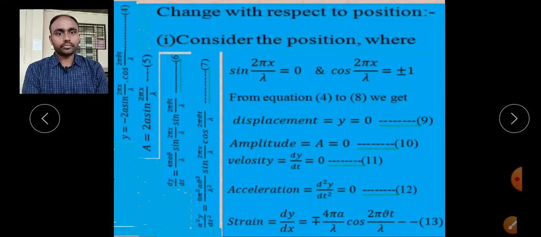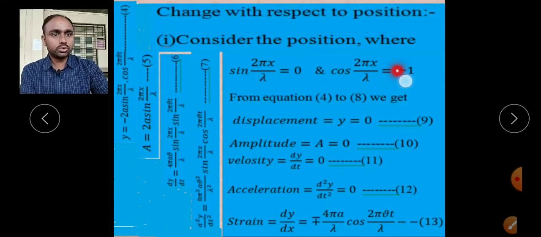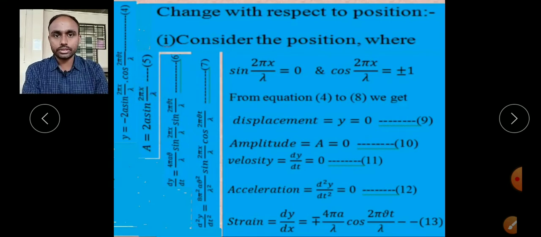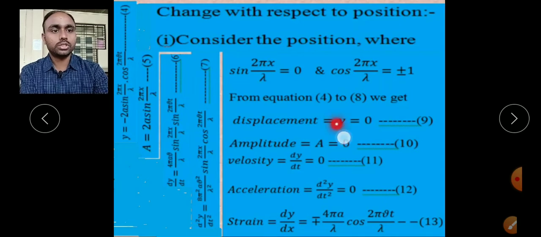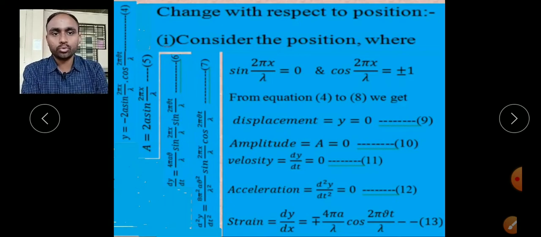Okay. Now, we have to substitute these two conditions in all those equations. What are the equations? Our displacement, then amplitude, then velocity, and strain and acceleration. So, y is equal to 0. Why? Because look at this, this is equation 4. In that we got y is equal to minus 2a sin 2 pi x by lambda into cos 2 pi Vt by lambda. But sin 2 pi x by lambda is equal to 0. So, this term is 0. That is why y will be 0.